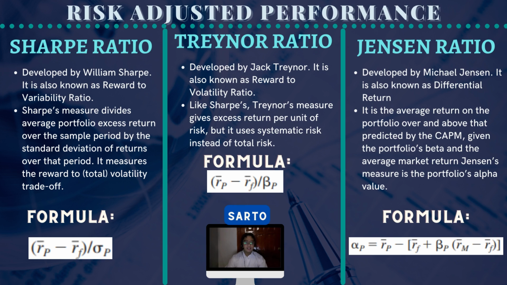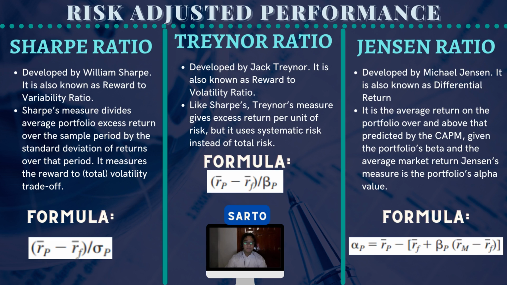On the other hand, there is the Treynor ratio, also called the reward to volatility ratio, developed by Jack Treynor. Like Sharpe's, Treynor's measure gives an excess return per unit of risk, but it uses systematic risk instead of total risk. It is a performance metric for determining how much excess return was generated for each unit of risk taken on by a portfolio. Moreover, it allows investors to adjust a portfolio's returns for systematic risk. A good indicator of the Treynor ratio is that if it is higher, it means a portfolio is a more suitable investment.